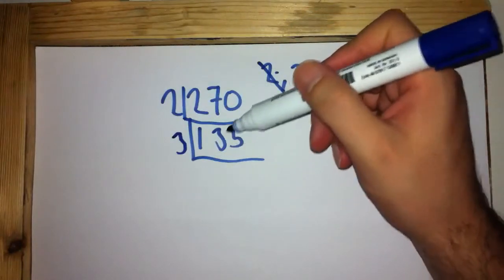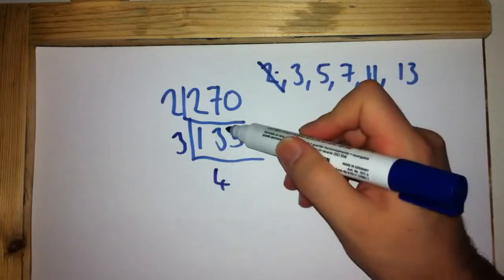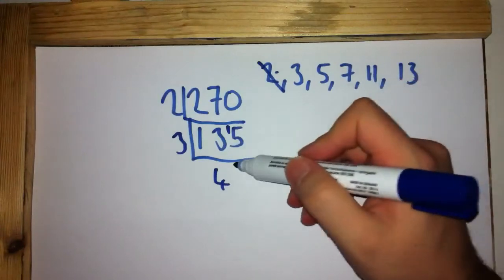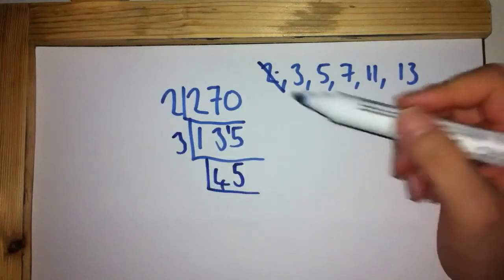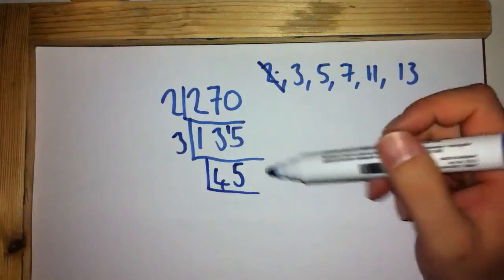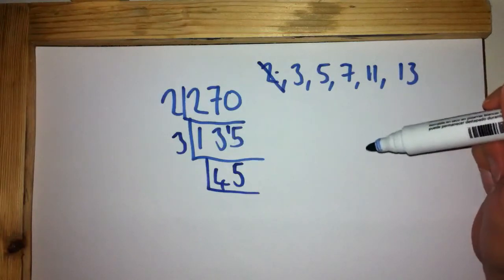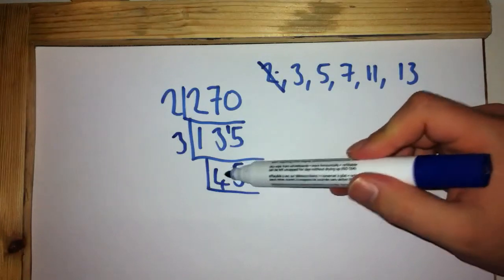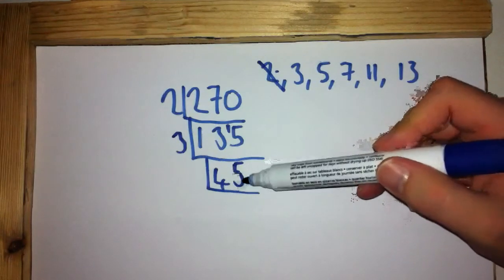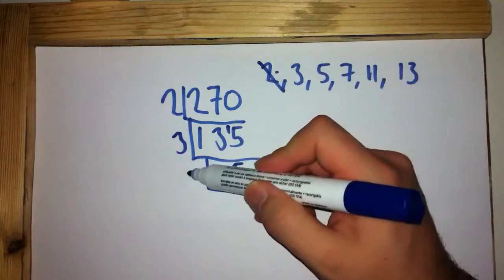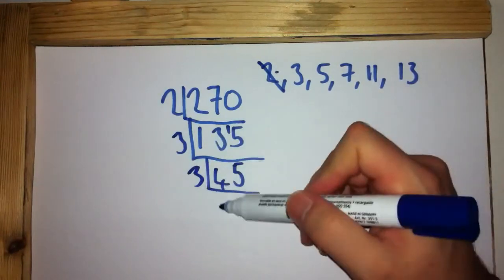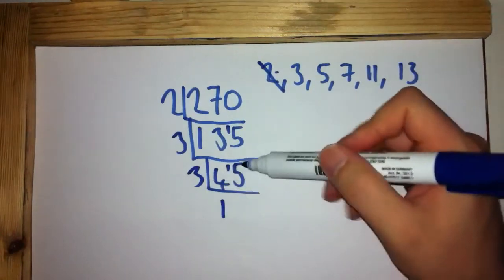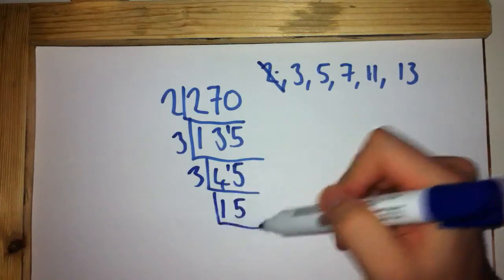3's into 13, go 4 times remainder 1, and 3's into 15, go 5. So that's 45 times 3 is 135, or 135 divided by 3 is 45. Is that divisible by 3? Well, let's add the 4 and the 5 to make 9. 9 is in the 3 times table, so yes, we can divide this by 3 again. 3's into 4, go 1, carry the 1. 3's into 15, go 5.